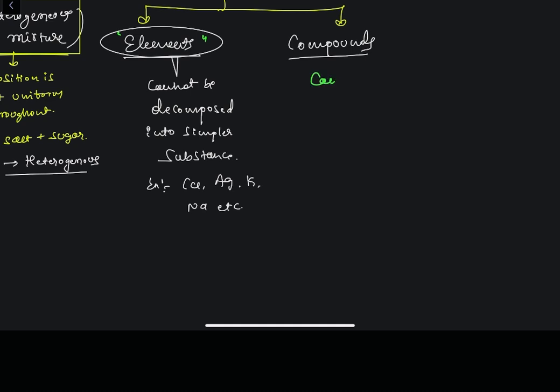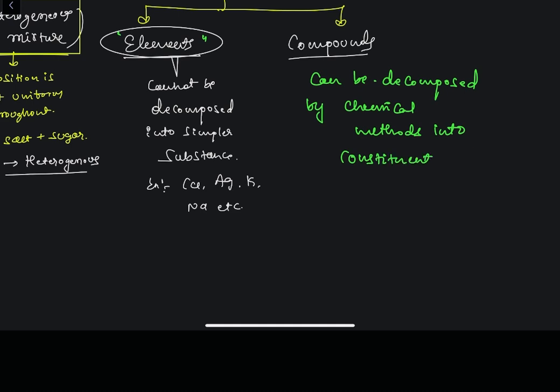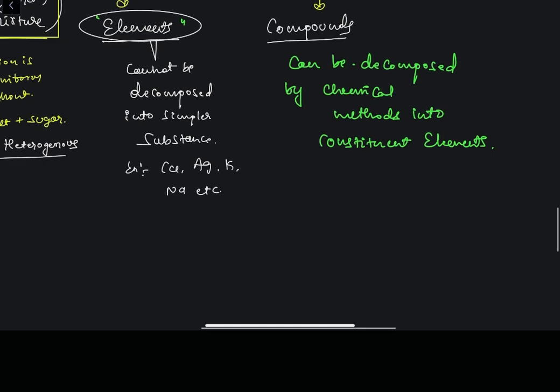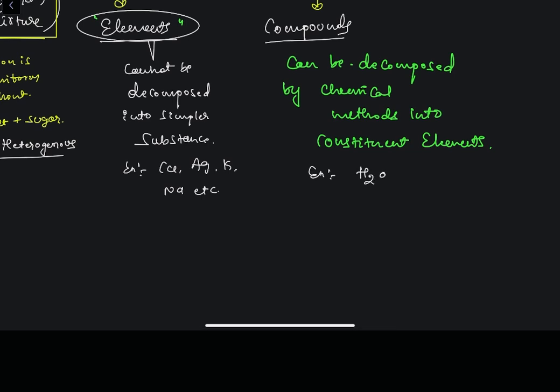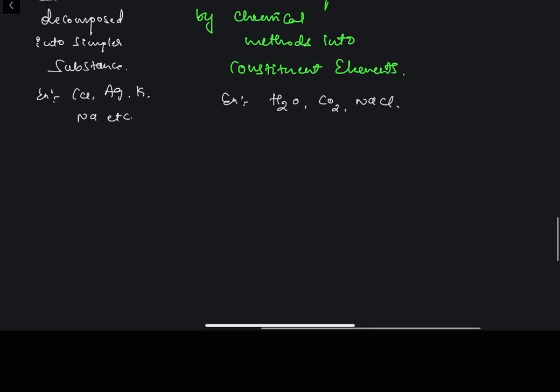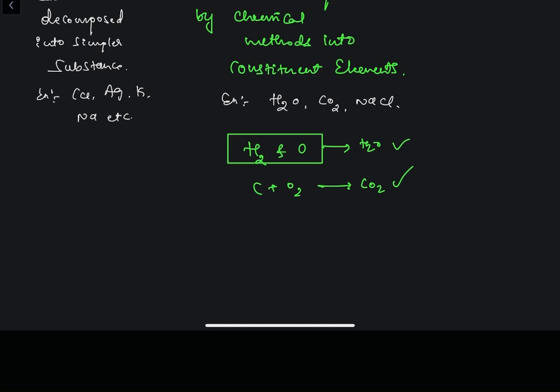But when it comes to compounds, these can be decomposed by chemical methods into constituent elements. When two or more atoms of different elements combine in a fixed proportion by mass, then a molecule of a compound is formed. Example, H2O, CO2, NaCl. We can see that in this compound, hydrogen is different, oxygen is different, right? So in this way, water is formed. Carbon is different, oxygen is different, CO2 is formed. This is the way you just need to understand.